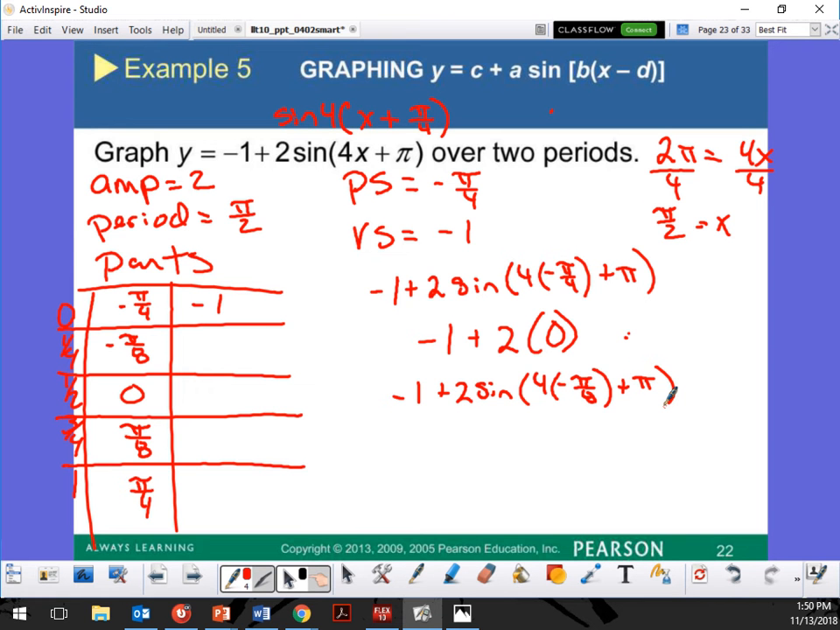All right. So this next one is 4 times negative pi over 8. You guys, please pay attention. 4 times negative pi over 8 is negative pi over 2. Negative pi over 2 plus pi is pi over 2. What is sine of pi over 2? 1. So now it's going to be 1 times 2 plus -1, which is positive 1.